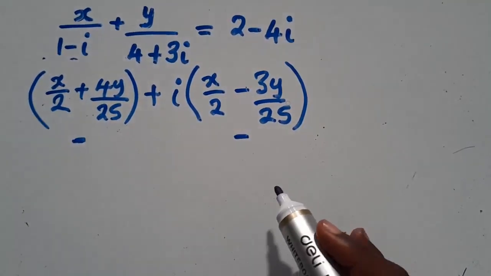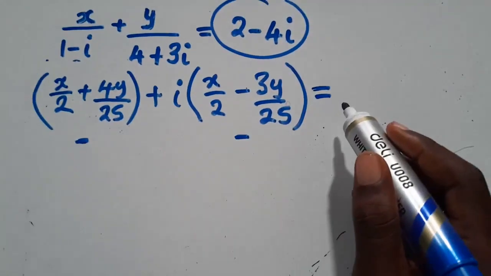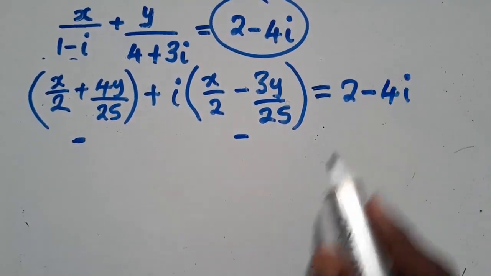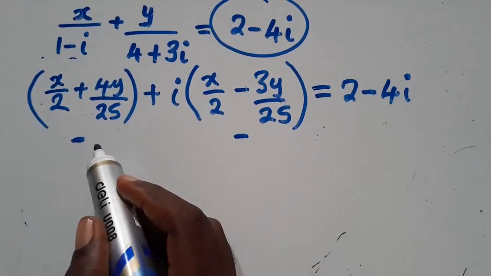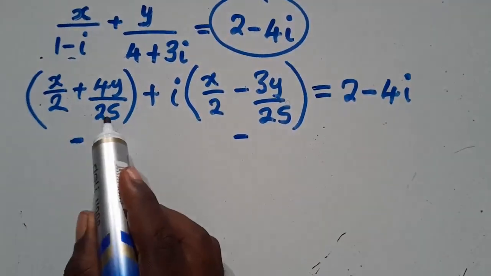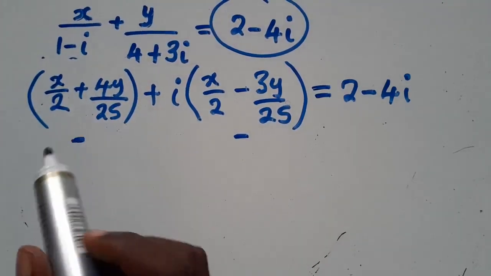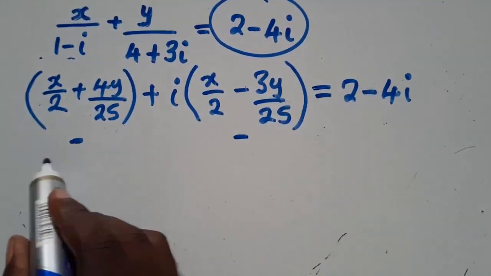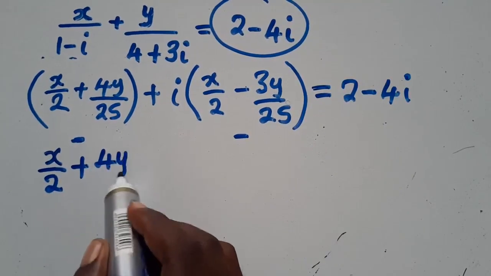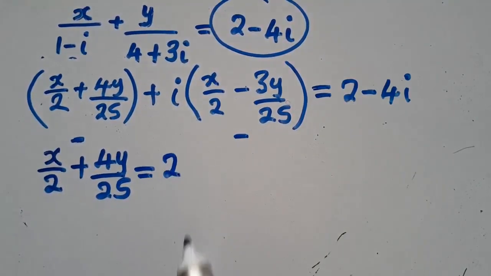So when you reach here, you can now equate to this. We had 2 minus 4i. You are going to get this part. What do we call this part? This is the real part. So you get the real part and equate it to this real part. You say x over 2 plus 4y over 25 is equal to 2.